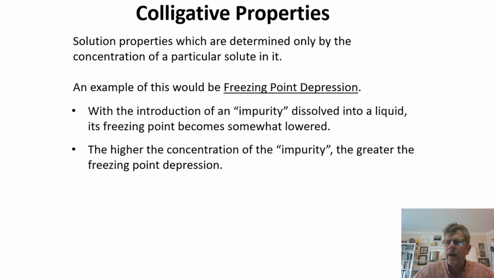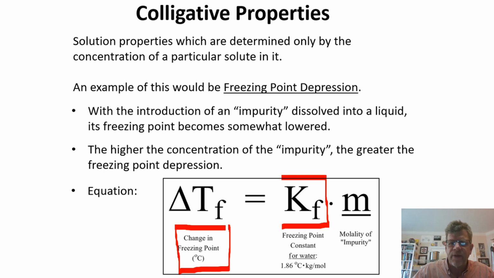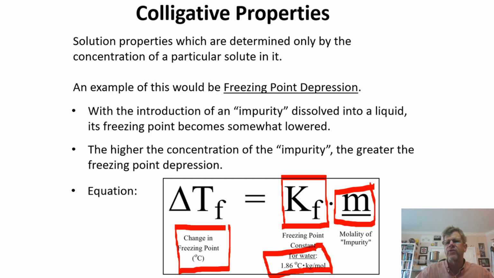We have an equation for that. It's called the freezing point depression equation, and it's given here as delta T sub F. Delta means change, sub F means temperature of freezing point. So we have the change in our freezing point in degrees Celsius equals a freezing point constant, and that's different for each solvent. So for instance, for water, it is this value right here. For other solvents, it's different values, times the molality of that impurity. Whatever solute we have dissolved in there, that is the molality.